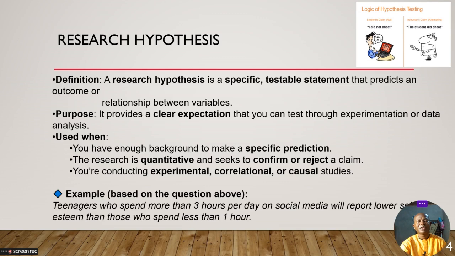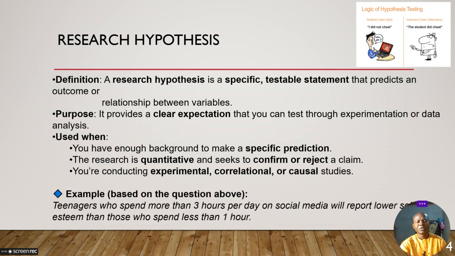Okay? Now, when do we use research hypothesis? When you have enough information about your study, it becomes easy to make specific predictions about it. And it is common when you conduct quantitative research and you want to confirm or reject a particular position or a claim, as we describe it. If you are conducting a correlational study, or an experimental or causative study, more often you are going to be using what we call research hypothesis.